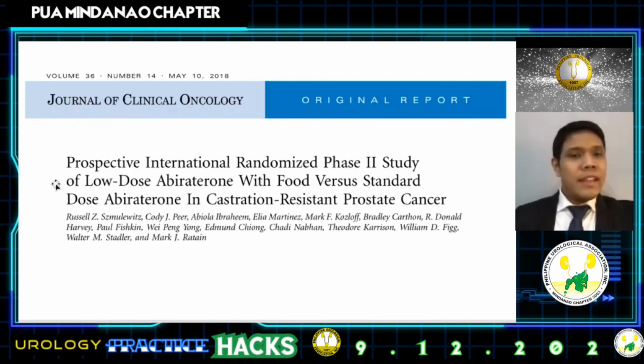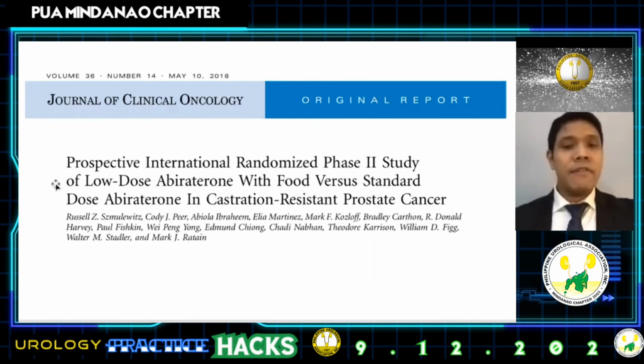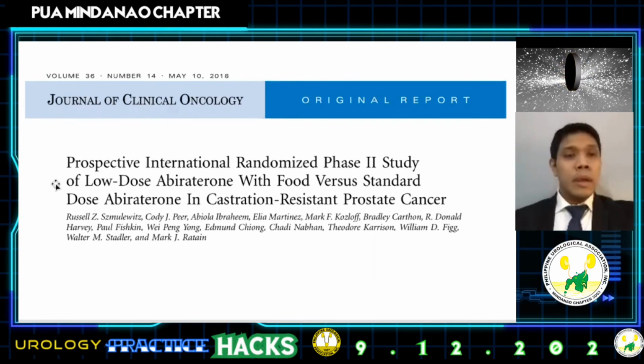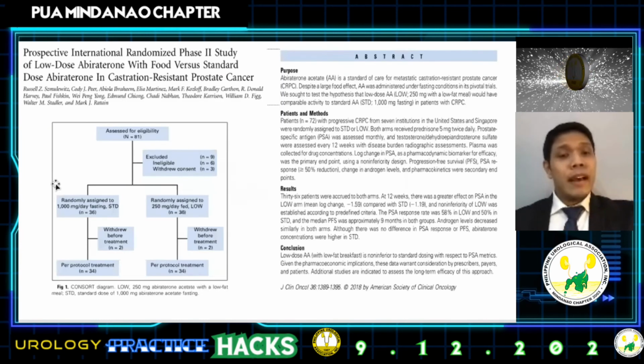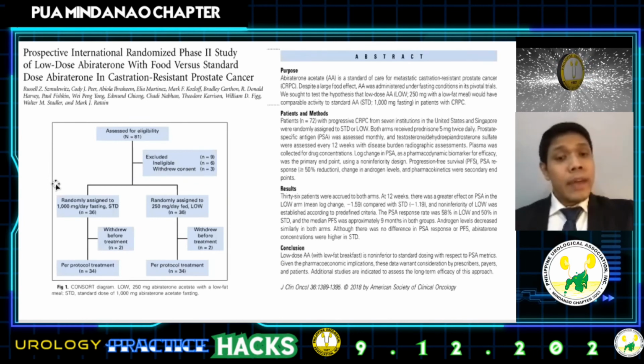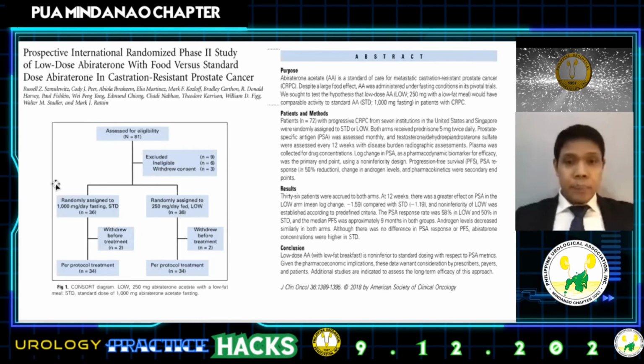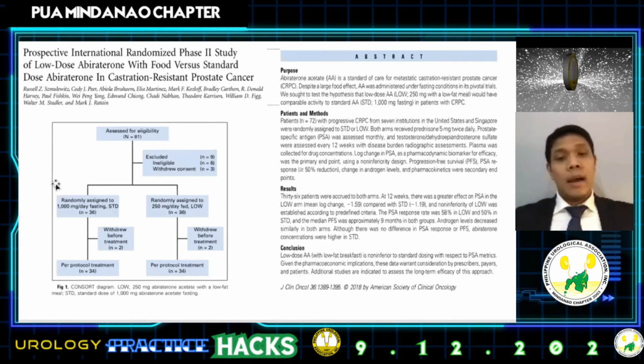Okay. And then finally, of course, the use of low-dose abiraterone. Somewhat, they have more data. They actually have a phase 2 trial from the US and Singapore to support this. Okay, the study randomized 36 patients each. So 36 to the standard dosing, which is the 1,000 milligram per day, and then 36 to the low dose, 250 milligrams with low-fat food. That's to improve its absorption. And then, of course, this was given with prednisone, 5 milligrams.